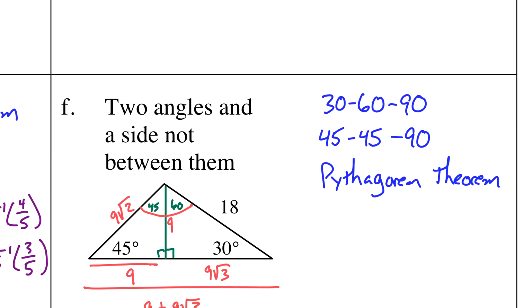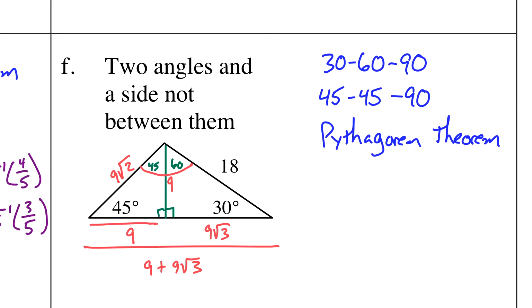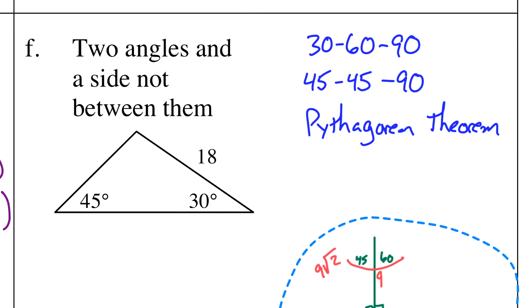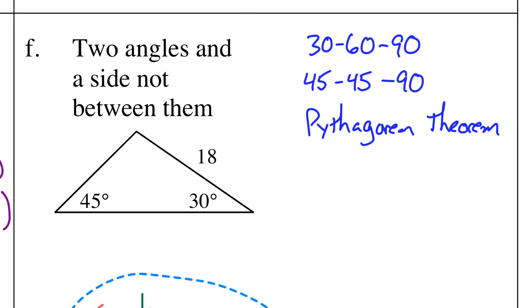Two angles and a side not between them. All right, so similar situation. Let me remove all the writing I already have here. So here's what the problem looked like before. We have two angles and a side, two angles and a side over here.